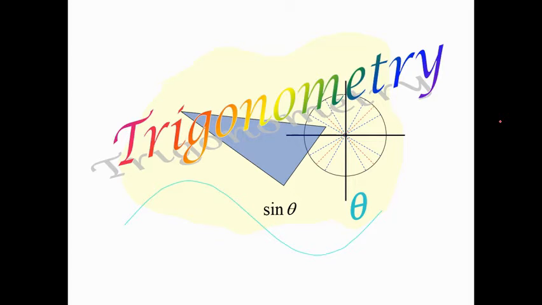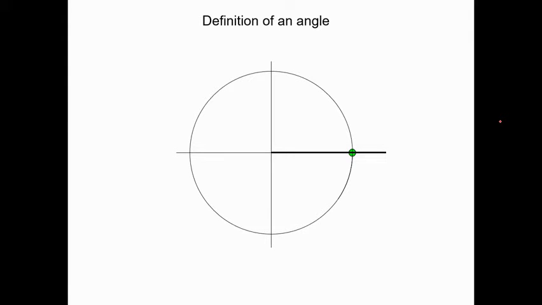All right, here starts Unit 7, Trigonometry. And we're going to start with what is an angle, okay? So here's the definition of an angle. We have an initial ray and we have a terminal ray. And the angle is the degrees between the initial and the terminal ray.